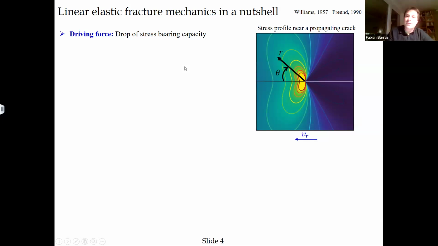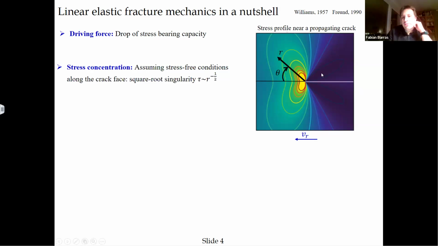What's the driving force of this dynamic crack propagation? It's basically a drop of the stress-bearing capacity. So in the wake of the crack, the material is broken. It cannot withstand stress. That's what you see here in the stress profile. You have this dark blue area because you have stress that has been released by breaking the interface. And basically, this stress that is lost in the wake of the crack has to be transmitted, or forwarded, to the region of the material ahead of the crack, and it causes this stress concentration.